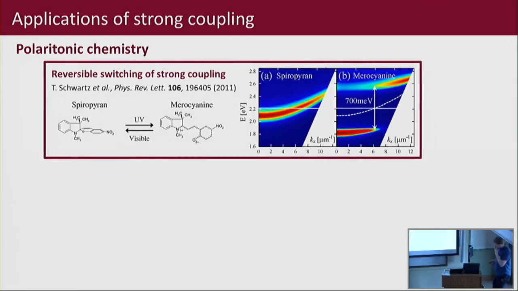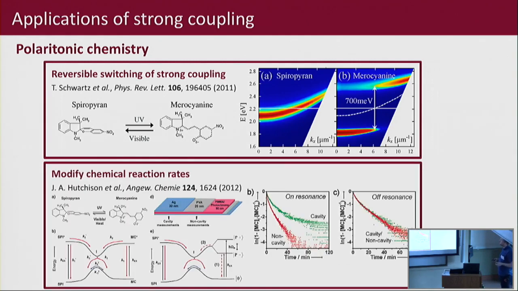And the last thing I want to talk about is chemistry, using this for chemistry. So if you put a molecule into the cavity that can undergo a chemical reaction, in this case, for example, isomerization, they showed that by doing this, the spiropyran form has no resonance where the cavity mode is. This is again as a function of in-plane momentum of the cavity. And they drive this isomerization reaction with ultraviolet. And once it's in the merocyanine form, you can turn on the strong coupling, in this case, with 700 millielectronvolt Rabi splitting. So you can really reversibly switch on and off the coupling.